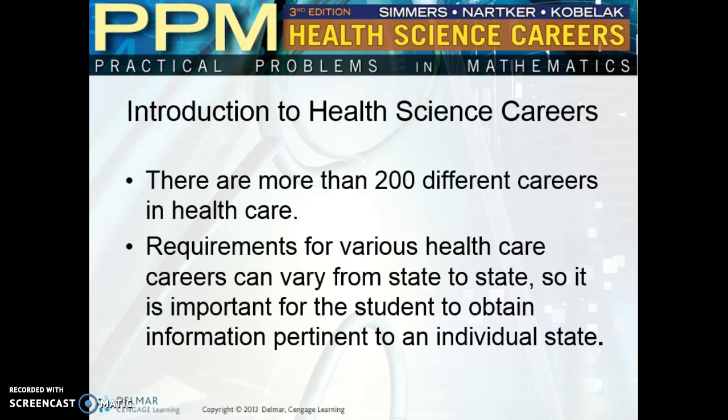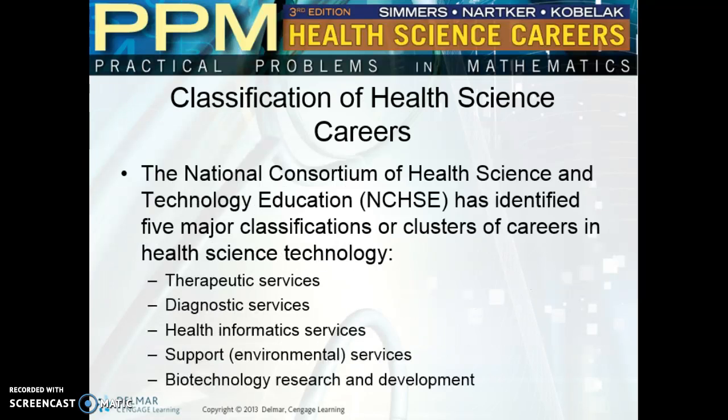According to this particular textbook, there's more than 200 different careers. I would say there's probably more than that. And of course, the requirements for the different careers are going to vary from state to state, depending on where you live, what you plan to do. Everybody's going to have different requirements for a particular career. So obviously you're going to want to make sure that you meet the requirements for your particular state.